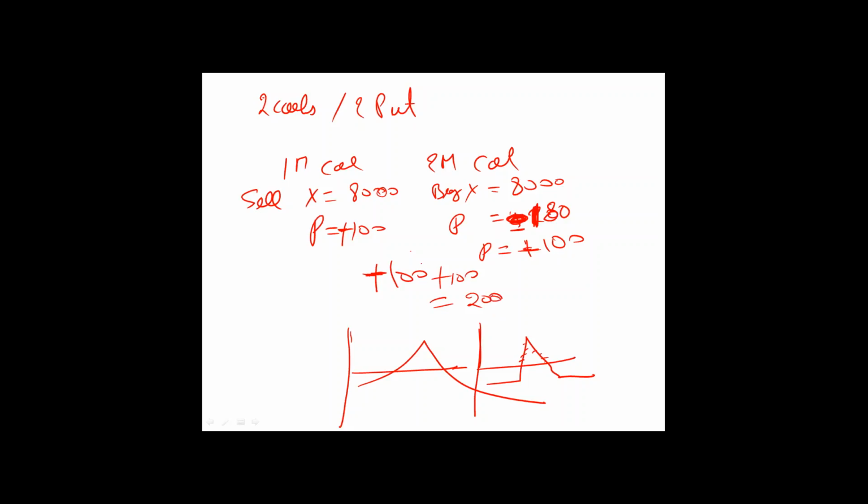Fine. And let's suppose the price goes high, let's say it goes to 8200, spot price goes to 8200. Now in this situation the sell will give you a loss. So the sell will give you a loss of 200, but you also received a premium of 100.